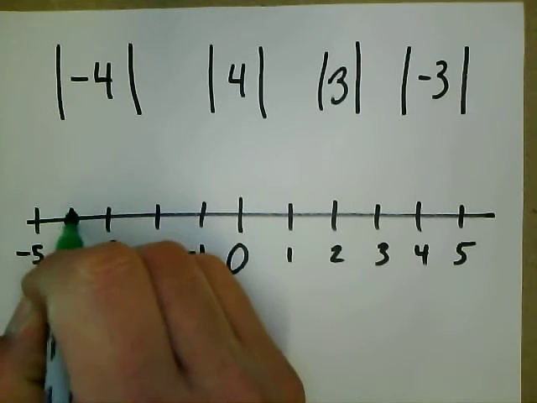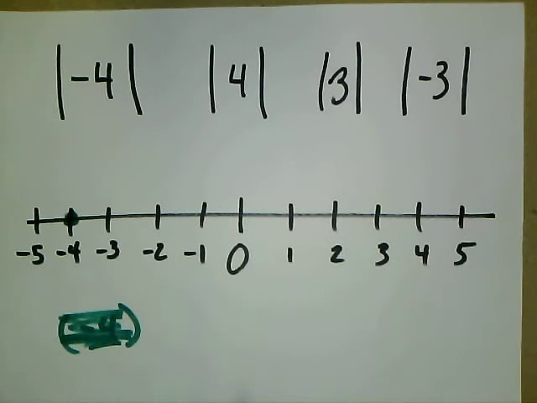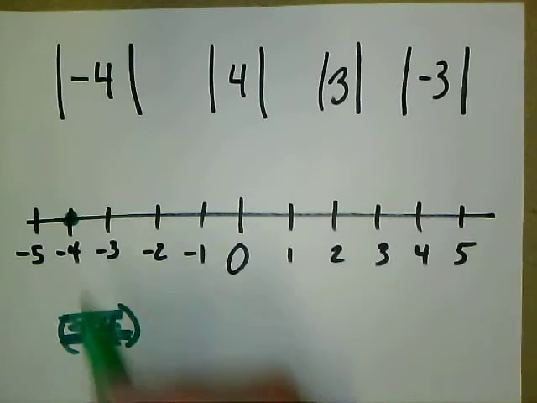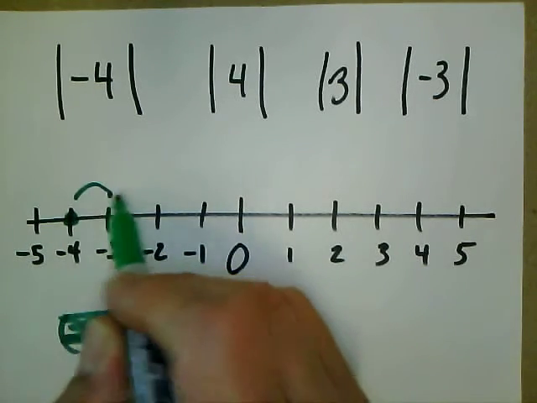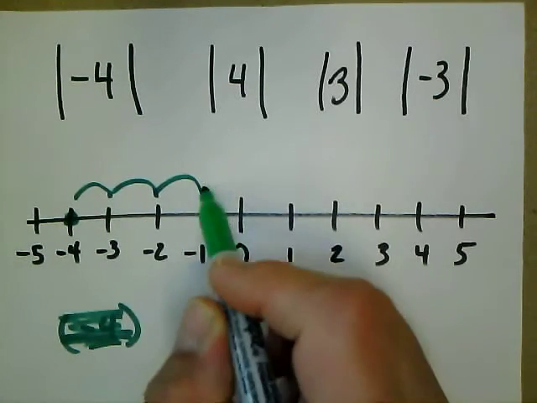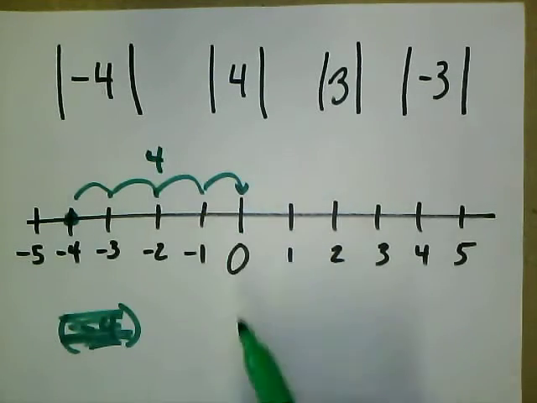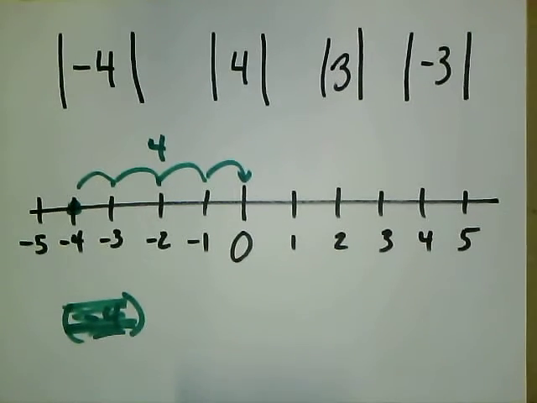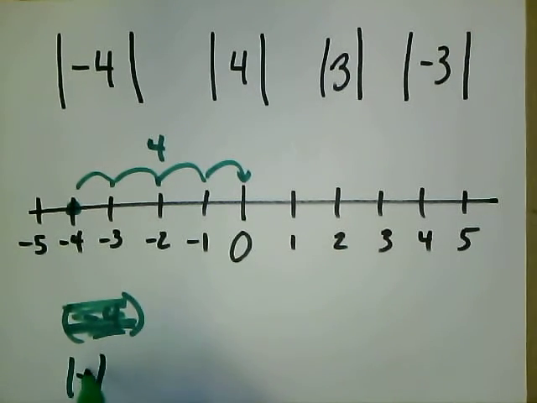Well, here's negative 4 right here. And what does absolute value stand for? It stands for how far away from 0 it is. Well, we go 1, 2, 3, 4. It is 4 spaces from 0. So the absolute value of negative 4 equals 4.